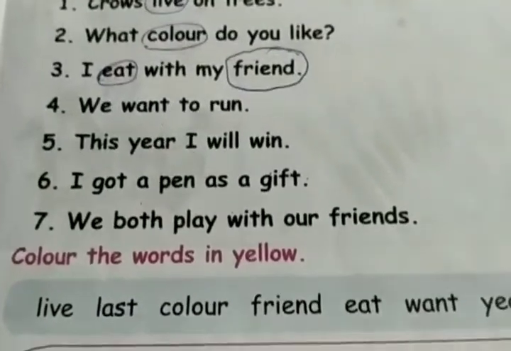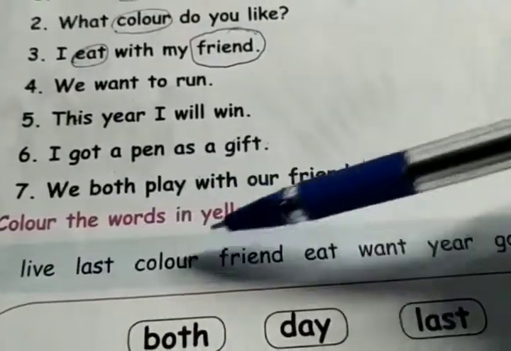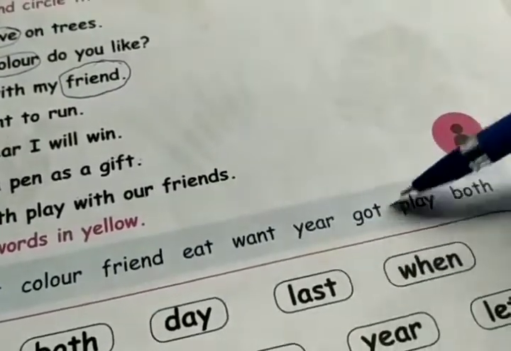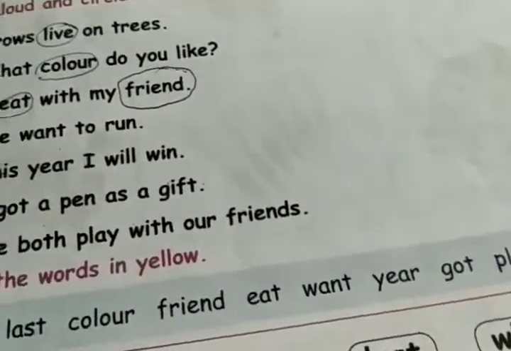So this is also the same: live, last, colour, friend, eat, want, year, got, play, both. So they have given words as clues like this.